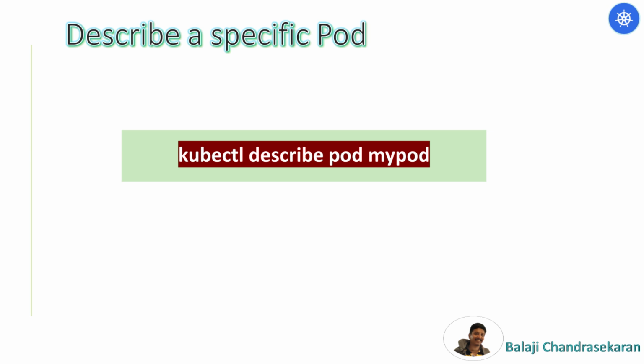kubectl describe pod mypod command is used to describe a specific pod. Replace mypod with the name of your pod. This command provides detailed information about the pod, including its events, configuration, and state.